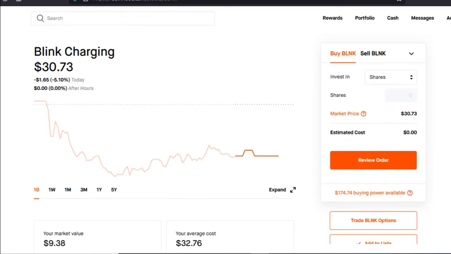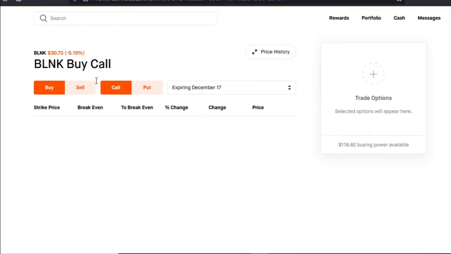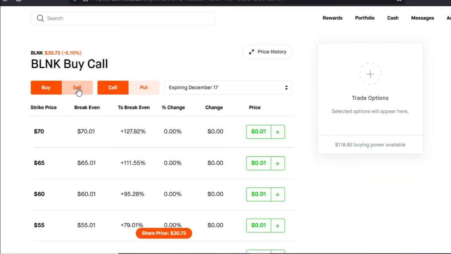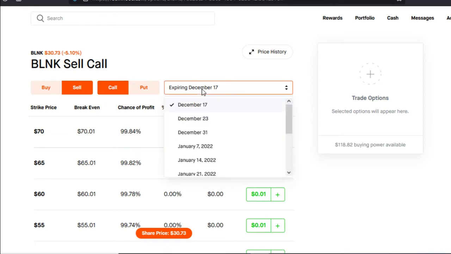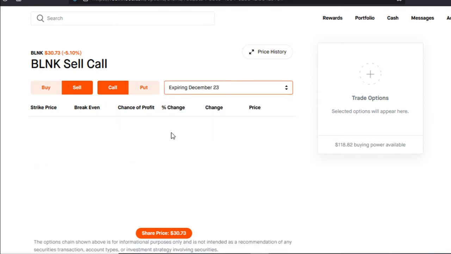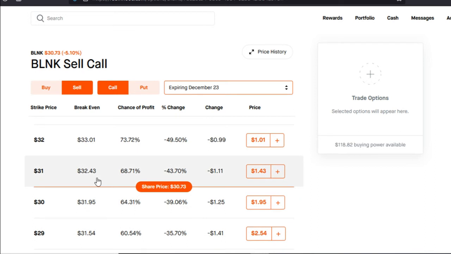Okay, so here we are on Blink Charging, and we're going to go into the options chain in order for us to choose a strike price. We're going to be pretending to sell a covered call. So let's go ahead into trade Blink options. We're going to go to sell and call, and we're going to choose the expiration date. Let's go December 23rd. Now we're going to choose our strike price just slightly above the current share price. Now let's go with a $32 strike price.